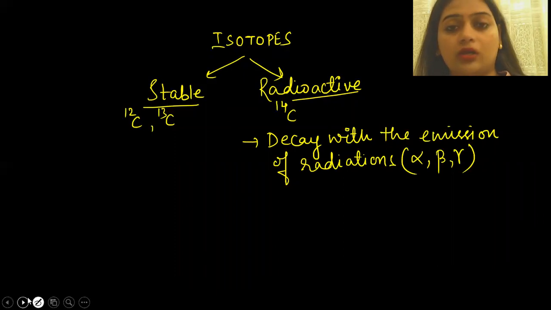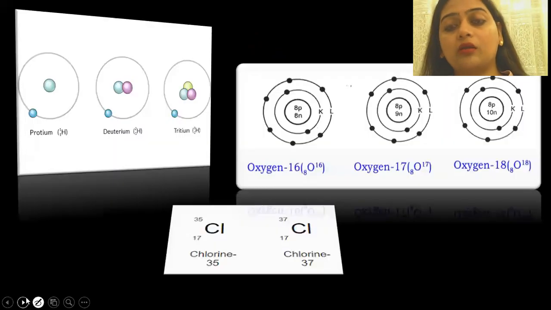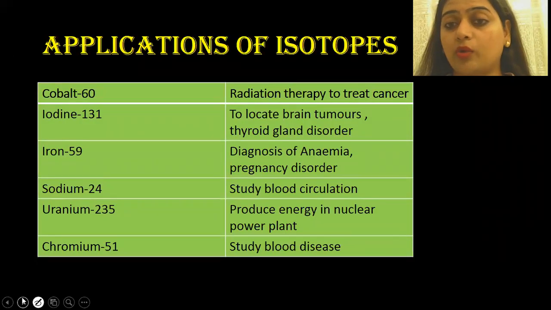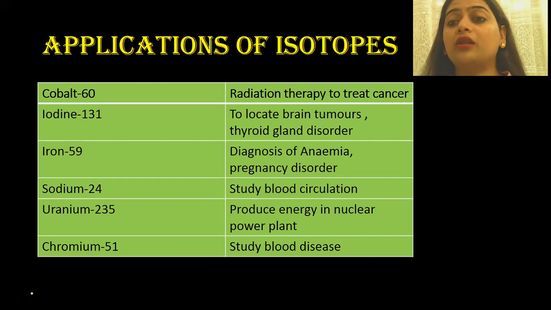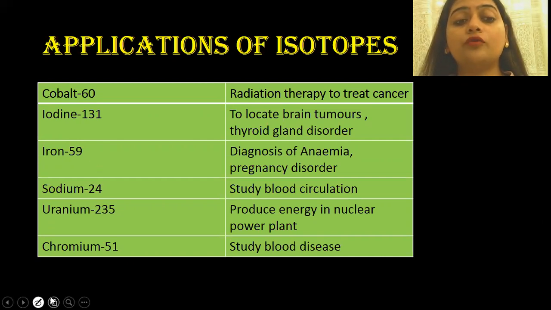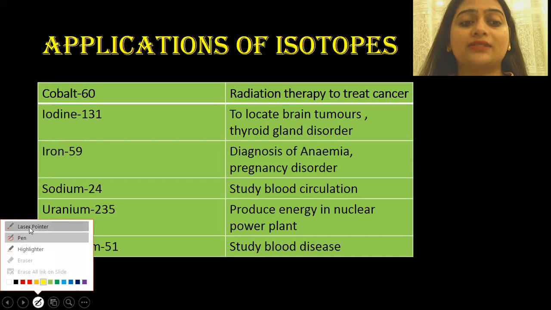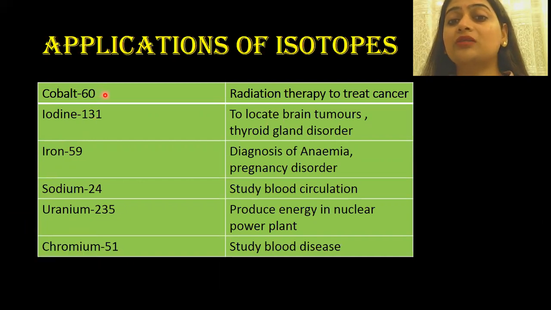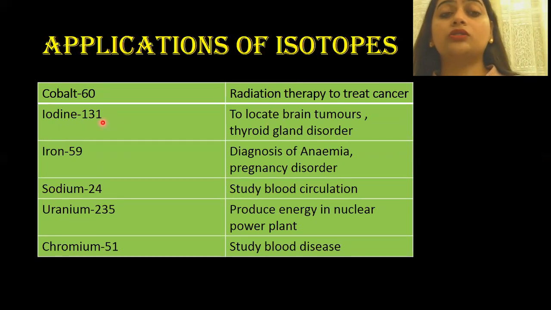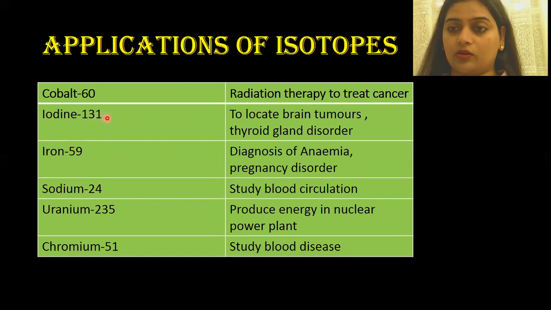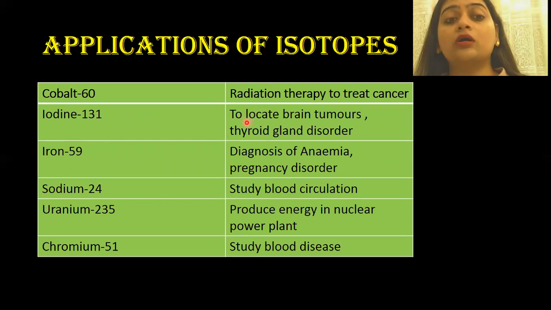Isotopes are very important. From the medical point of view and from the agricultural point of view, they are very much helpful. If you look at cobalt 60, it is used in radiation therapy to treat cancer. If you look at iodine 131, iodine is very important for the functioning of the thyroid gland. So it is used to trace thyroid gland disorders like goiter. It is used to locate brain tumors.